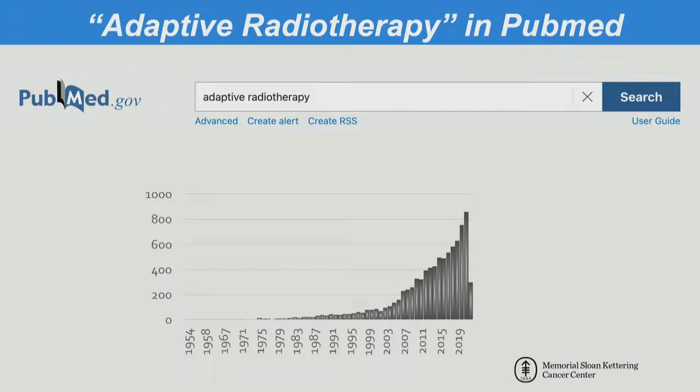So adaptive radiotherapy, if we look that up in PubMed, we can see the almost exponential increase in the use of adaptive radiotherapy in the literature now. So for the summer school organizers, maybe we have to define a threshold over which we organize a summer school on adaptive radiotherapy, maybe.